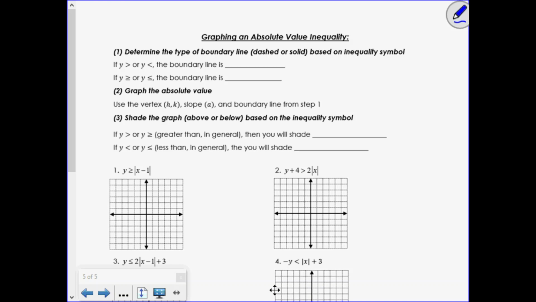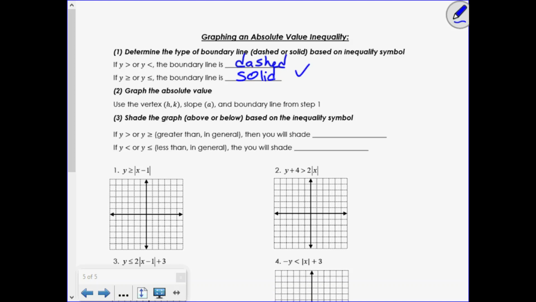When you draw your V, it's either going to be a solid line or a dashed line. If the inequality is either greater than or less than, it's going to be dashed. You're going to draw a dotted or dashed line. However, if it's greater than or equal to, or less than or equal to, you have that equal to part, then it's going to be a solid line. A solid line represents equality. That's why we were just doing equations. That's why we had a solid line. But if there's no equality involved, then it has to be dashed.